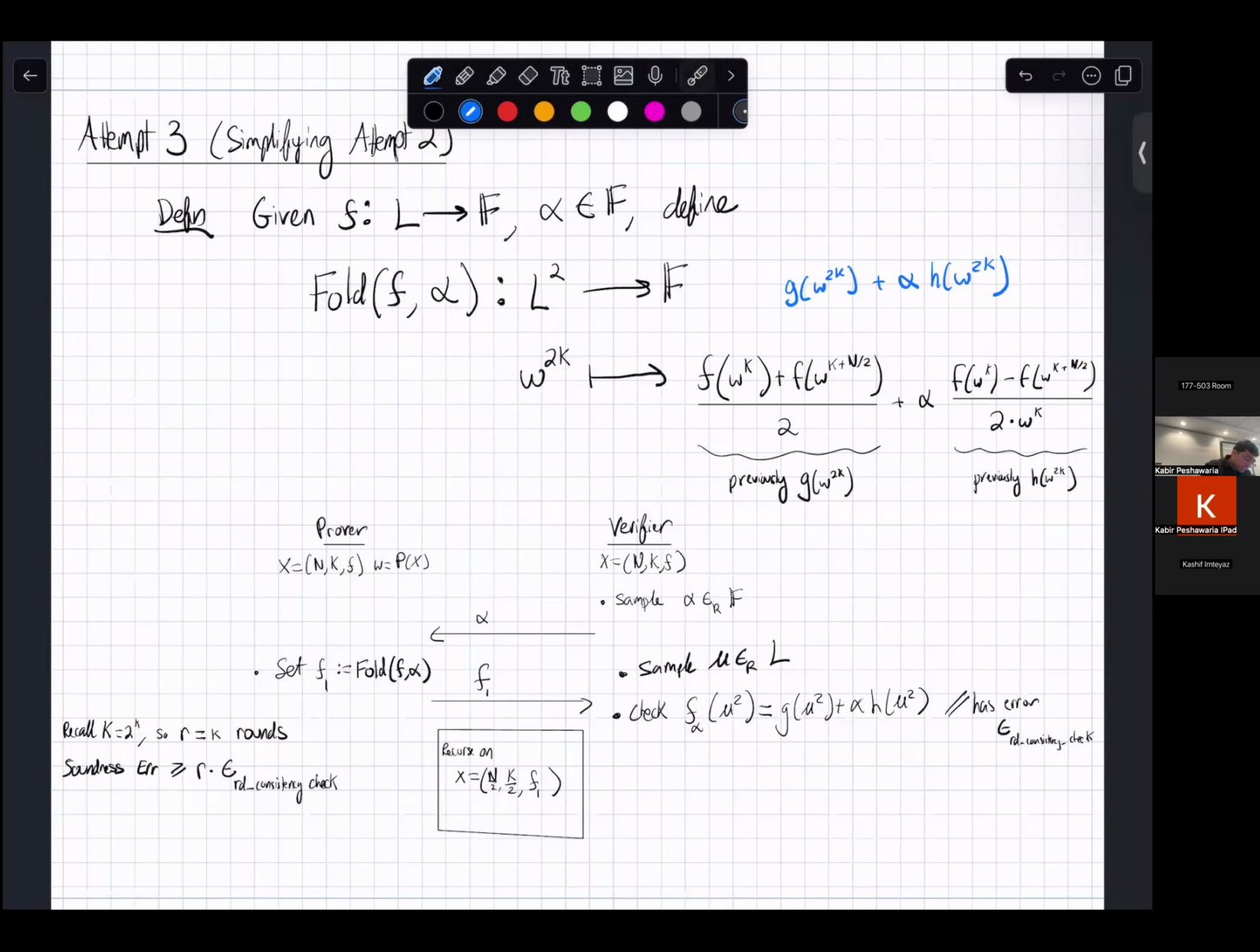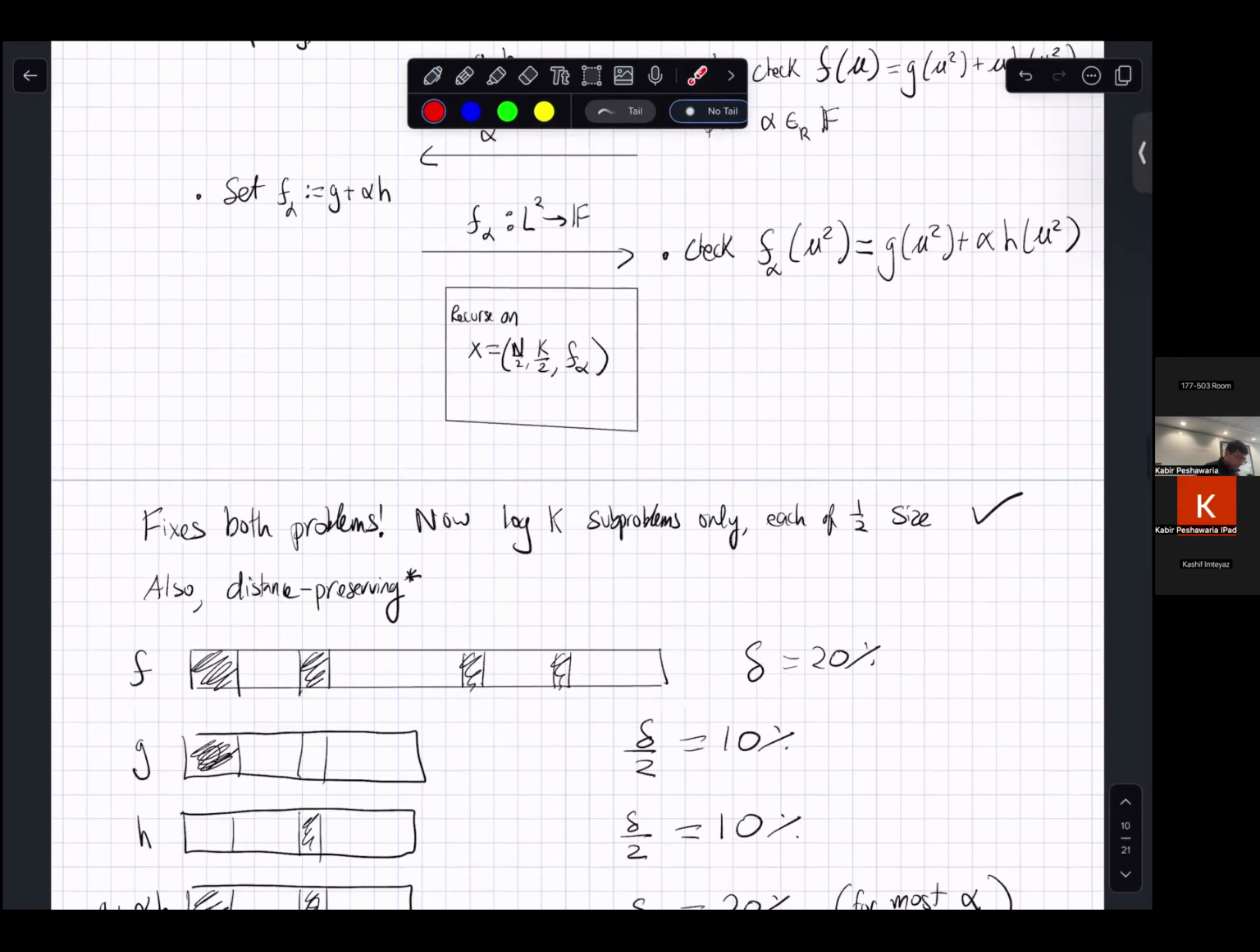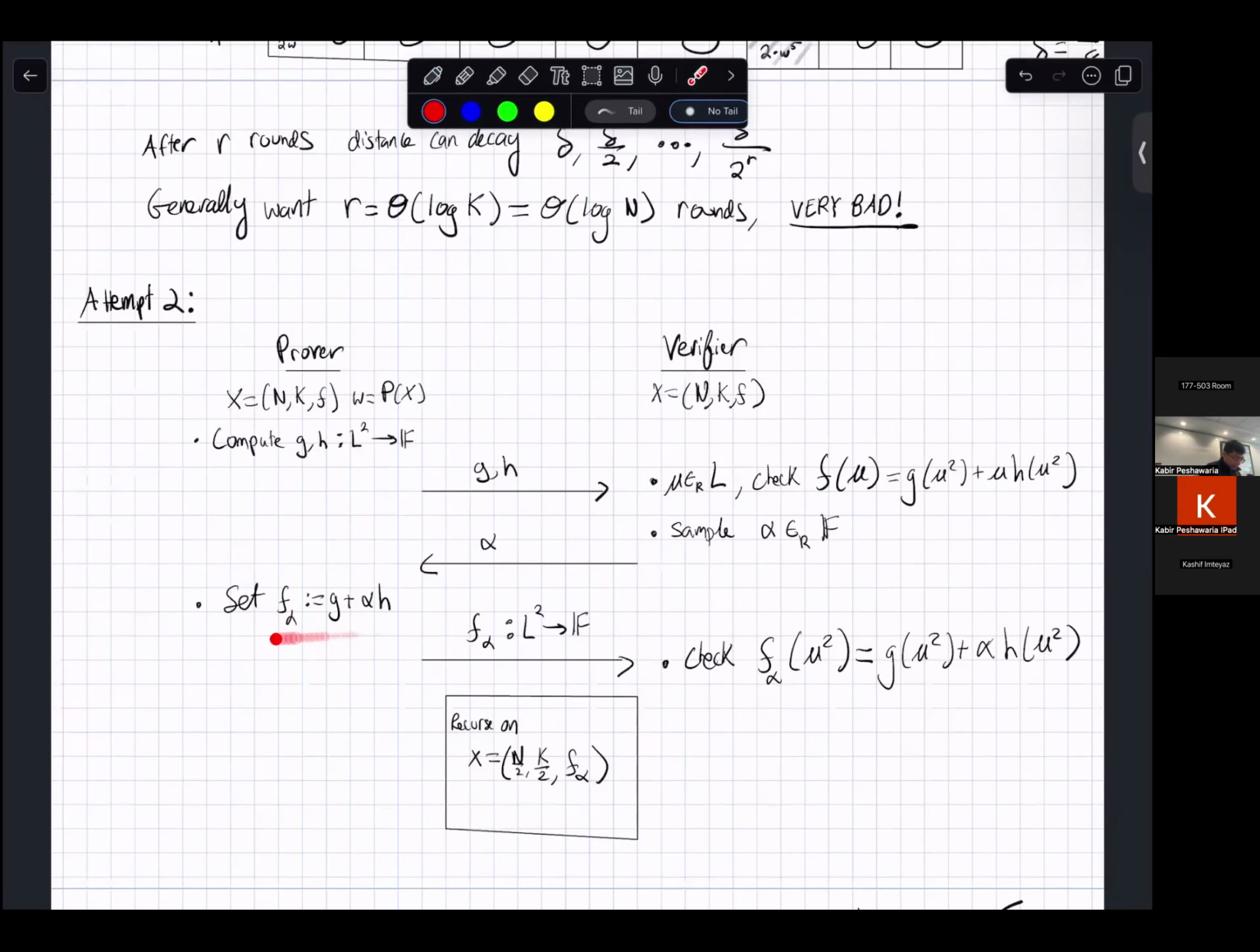Right, and when I write it out like this, without the g and the h, I'm inlining that whole thing, so instead of two steps, I'm just doing everything in one step. I'm not actually computing g and h first. I'm just computing the fold altogether. So going back up to attempt 2, this right here is actually the fold of f with the folding challenge alpha. But I didn't actually need to do this intermediate stuff. Let's kill this. And that's what attempt 3 is.